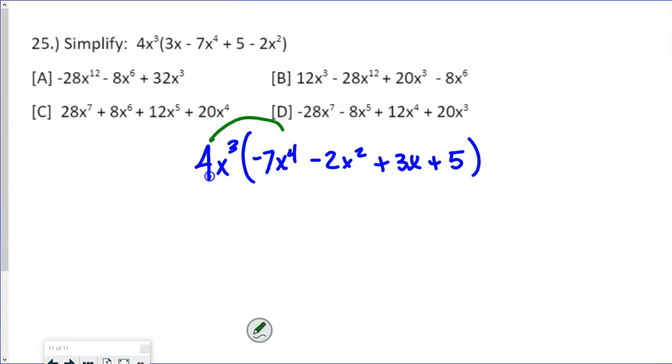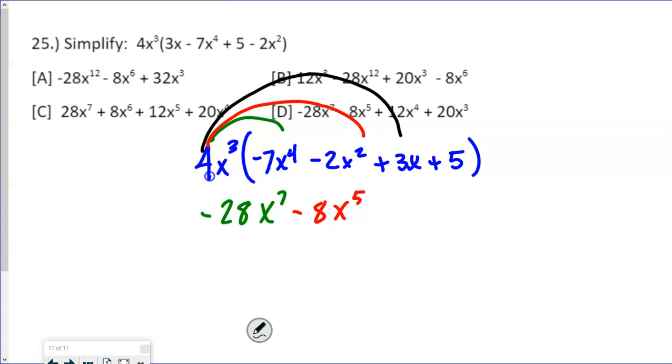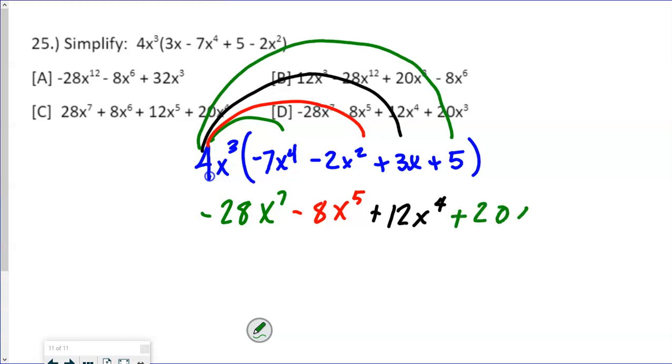So we're going to multiply that times that. That's going to give us negative 28x to the seventh, right? Then we're going to multiply this times that. So that's going to be negative 8x to the fifth. Then we're going to go to green again. Now let's go to black. There we go. So this to that. So that's going to be what? Plus 12x to the 4th. And now we'll go back to green. So then we're going back to this, right? So it's going to be plus 20x to the 3rd. So negative 28x to the 7th, negative 8x to the 5th, plus 12x to the 4th, plus 20x to the 3rd.